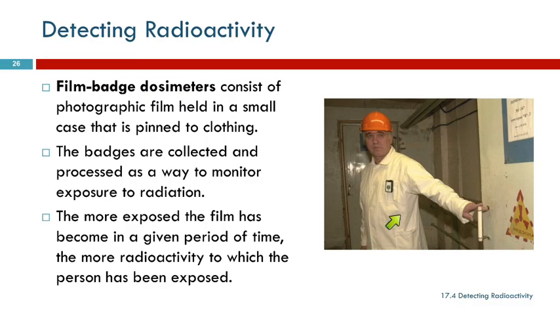So here's a guy wearing a film badge dosimeter. It's got a little piece of photographic film inside of a plastic housing, and the film is sensitive to radiation. And so you wear it for a certain period of time, you turn it in, they look at the film, and they can tell how much radiation you were exposed to over that period of time. So that's used for measuring low exposures over a period of time.